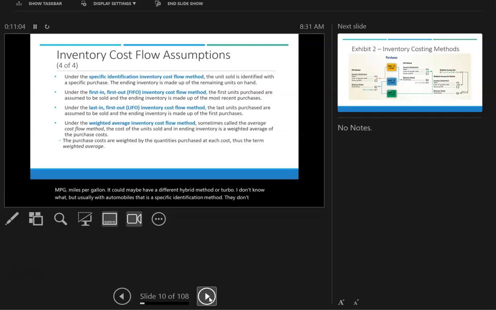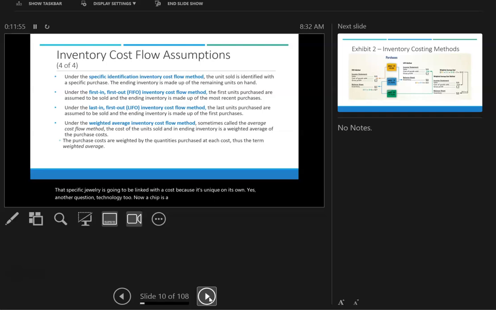They don't produce 10 Toyota Priuses with different specifications and sell them for all the same and charge for all the same, correct? So each one has its unique cost because that car is specifically identified with this cost. Can anyone think of another type of product that may use specific identification when it's sold? Homes? Jewelry? When you purchase a piece of jewelry for a significant amount, that specific jewelry is going to be linked with a cost because it's unique on its own. Yes, another question. Technology too.